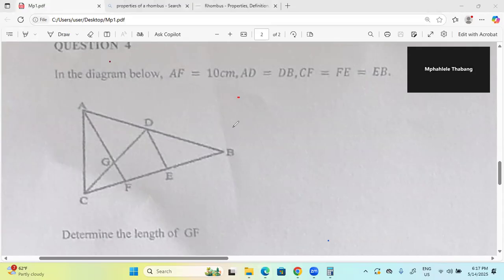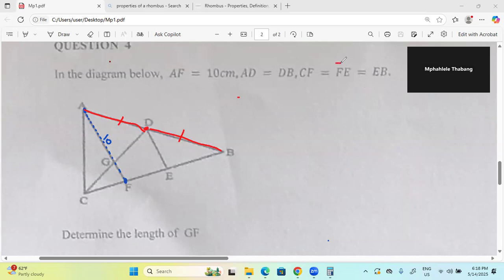Okay, let's look. We are looking for the length of GF, but let's read the information. It's saying the distance from A to F is 10 centimeters, and it's saying AD equals DB. AD equals DB. Okay, and it's saying CF equals FE equals EB.